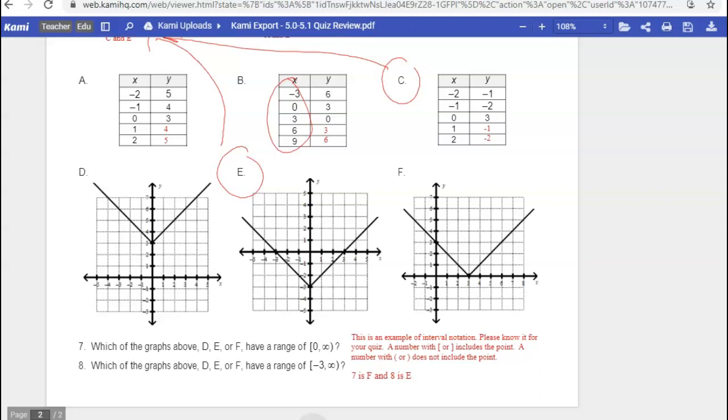So in this case, which one has a range of 0 to infinity? So range is possible y's. So this one right here, my y's are from 0 to infinity. Okay, number 8 is E because it was -3 to infinity.